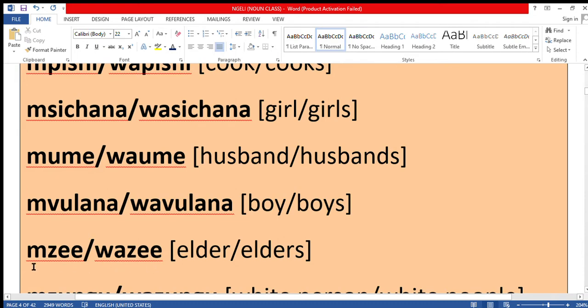Actually, mzee means old person, and wazee, old people, not elders. Someone may be elder than you, but mzee just means old person. Mzee is also used as a sign of respect. When someone is very old, you can address them as Mzee Hashim. It means you respect Hashim. He's old, so you refer to him as Mzee Hashim. Okay.